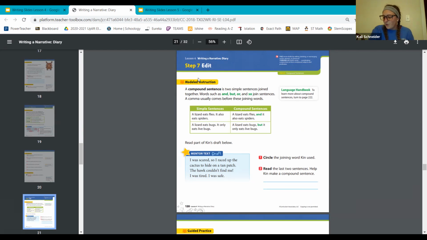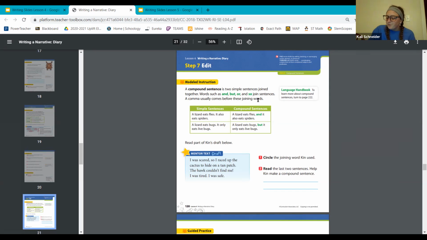So let's go ahead and we're going to read the instructions today. The model instructions. A compound sentence is two simple sentences joined together. Words such as and, but, or, and so. What words? Right, and, but, or so. Join sentences. A comma usually comes before these joining words.